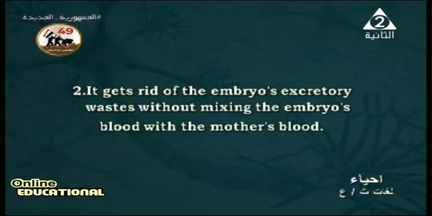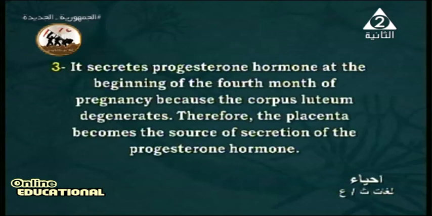Give baby means they have a baby, and suckle means feed them by milk, or mother's milk. Number two, it gets rid of the embryo's excretory wastes without mixing the embryo's blood with the mother's blood. Number three, it also secretes progesterone hormone at the beginning of the 4th month of pregnancy because the corpus luteum degenerates. Therefore, the placenta is the source of secretion of the progesterone hormone.